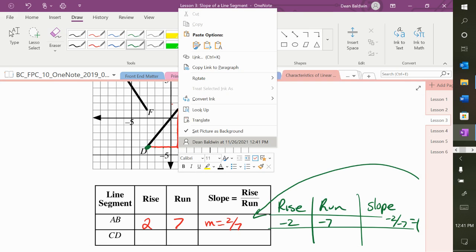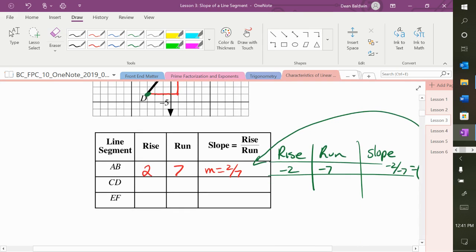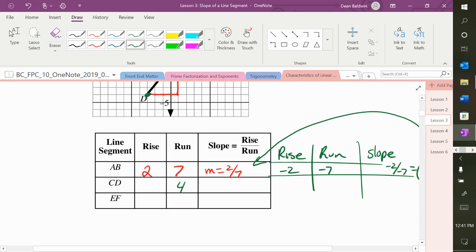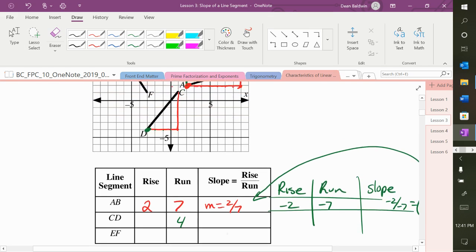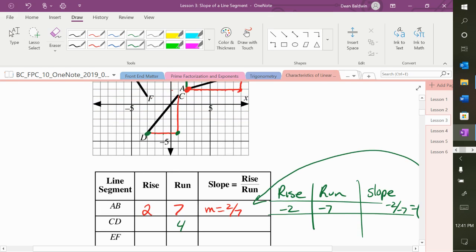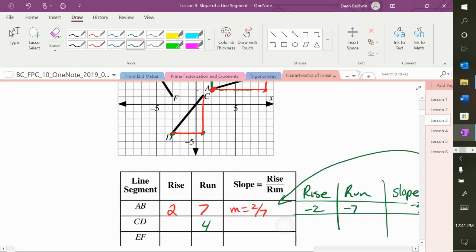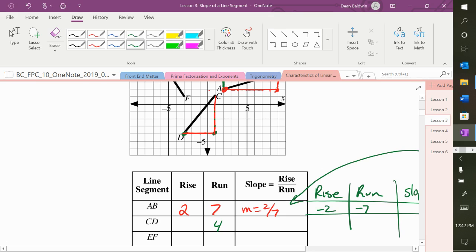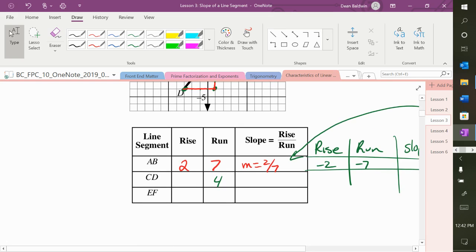Is that my run or my rise? That is your run. Is it positive or negative? Positive. From the point that I left off, I count up. 1, 2, 3, 4, 5. I went up. Is that positive or negative? Positive. What's my slope? Rise over run, so 5 over 4. That's it.